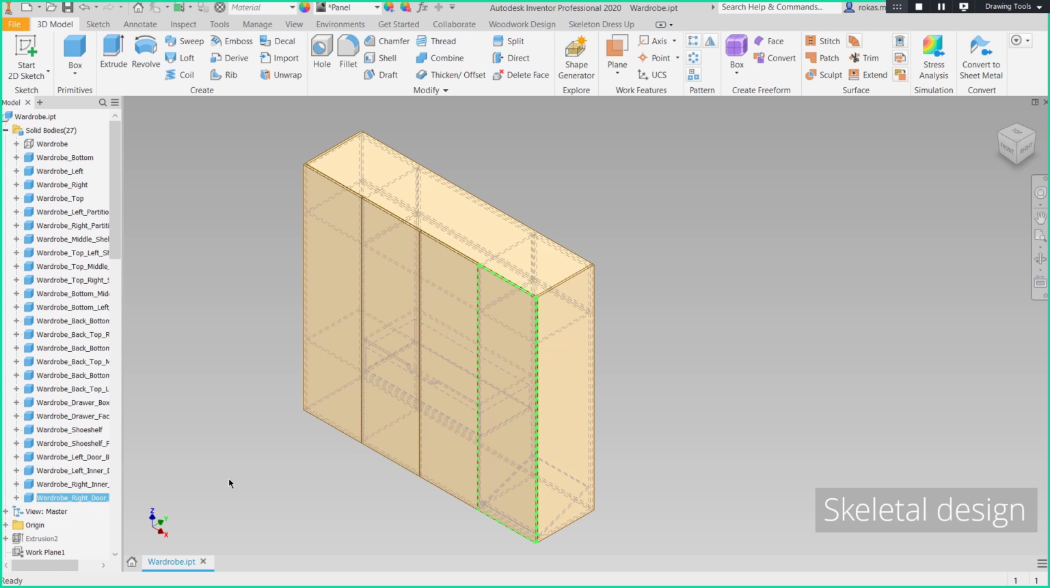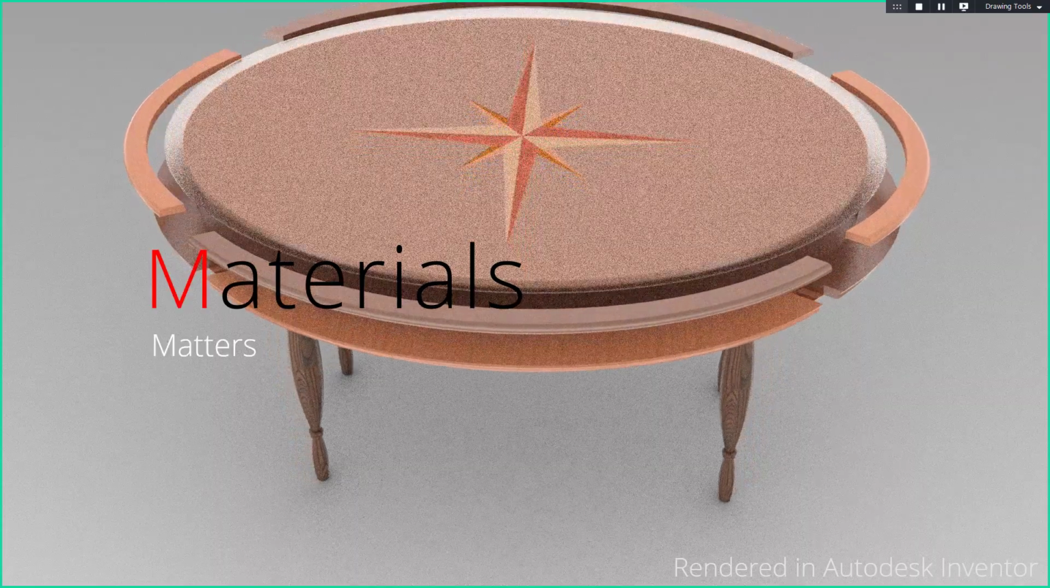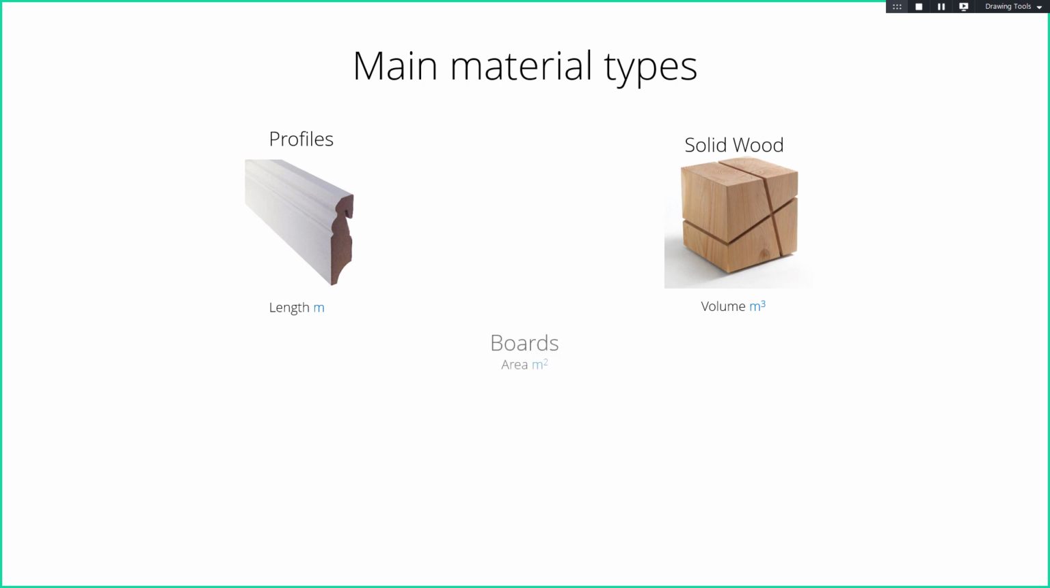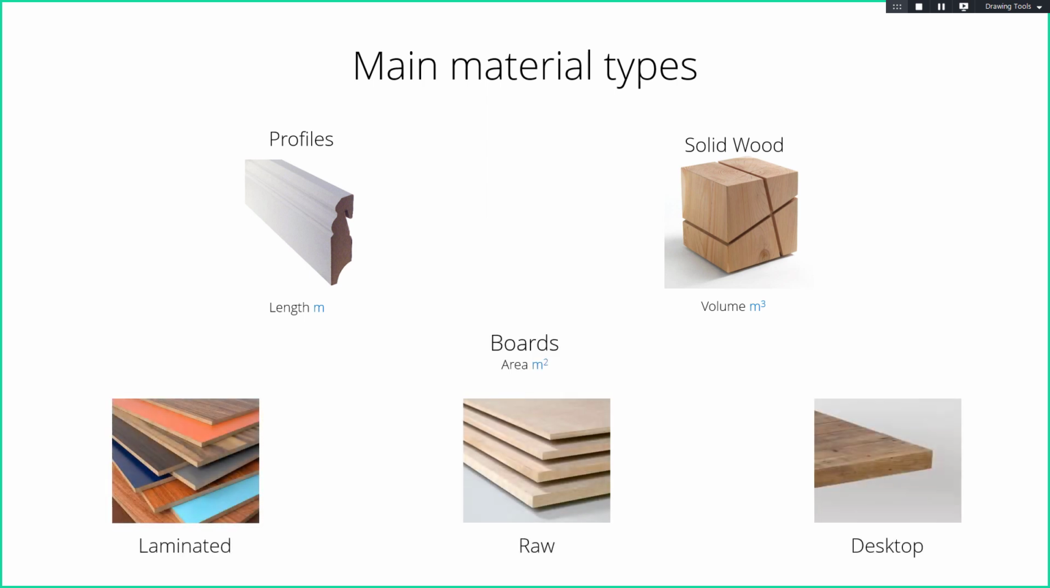So now let's talk a bit about the materials, because they matter a lot. Speaking about materials, we have main material types like profiles, solid wood, and different kinds of boards, which include a laminated board, raw board, and the desktops. And as you notice, they all have their own measure units, like profiles measured along the length, solid wood parts measured by volume, and the boards are measured by their occupied area in the model.